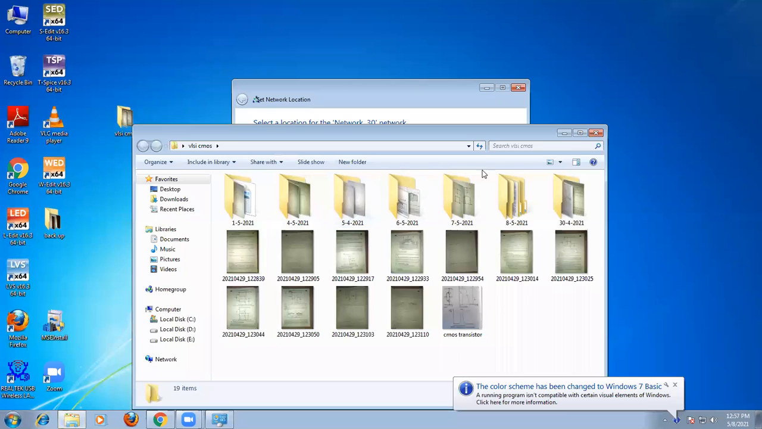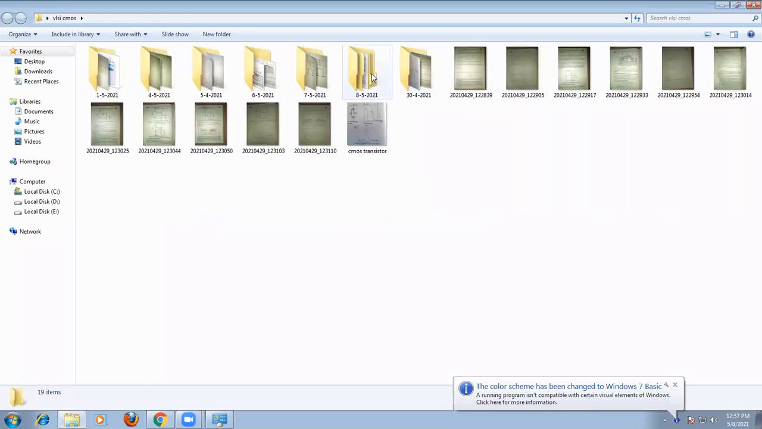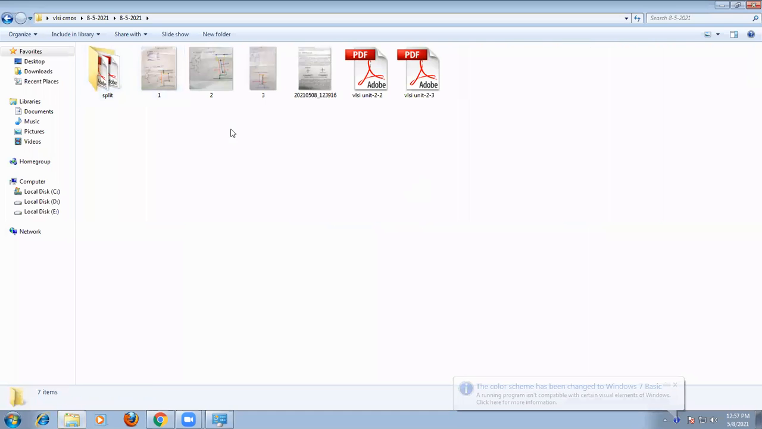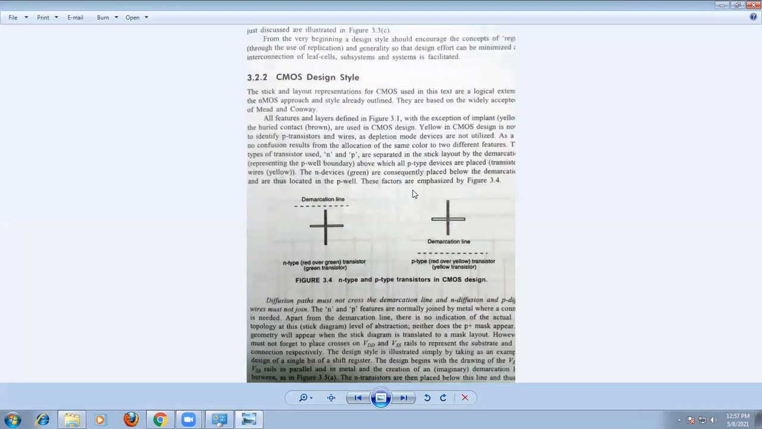Today, in yesterday's class, we discussed the NMOS design style, right? Now, today we are going to discuss the CMOS design style. What is the CMOS design style, and how do we draw the stick diagram in the CMOS design style? All these things we will discuss now. Let me share the screen here. You just observe the CMOS design style.